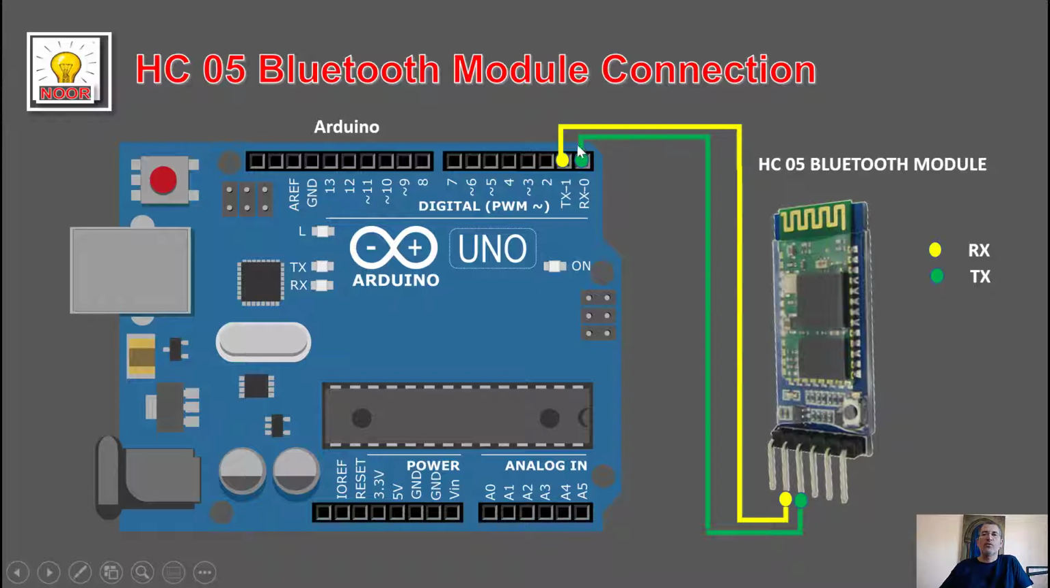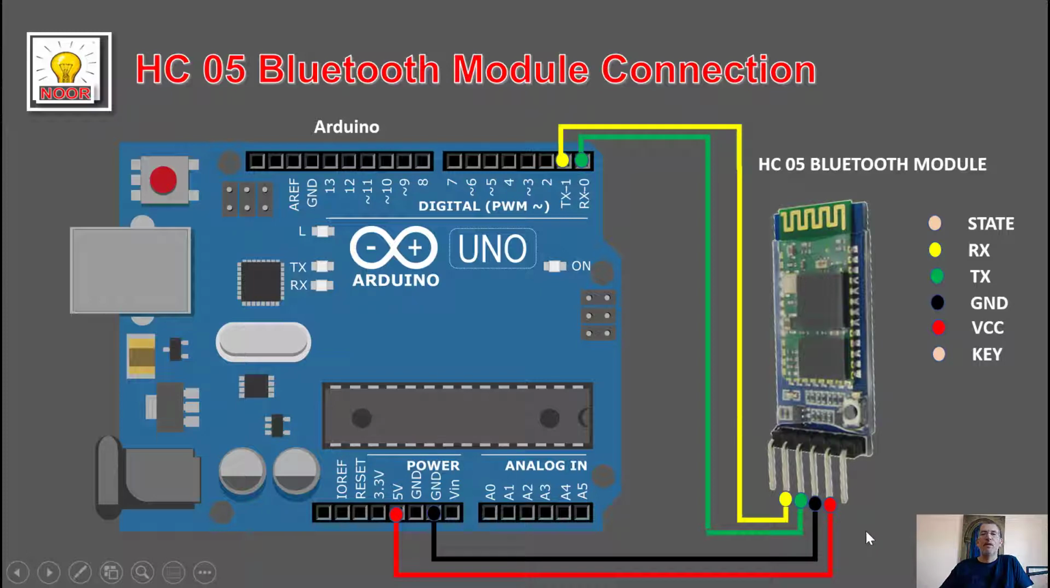So we're transmitting from here, and receiving on this end. And if we transmit from here, we're gonna receive here. Then we're gonna connect ground to ground, and VCC, which is 5 volts, to VCC. The last 2 pins we are not going to be using. So that's the very simple connection diagram between the Bluetooth module and Arduino.